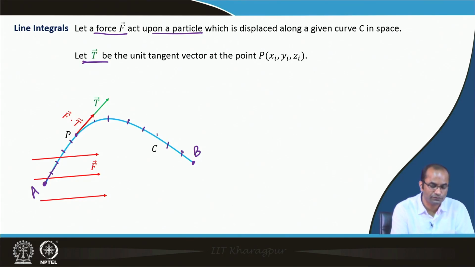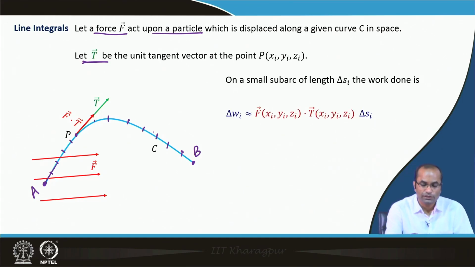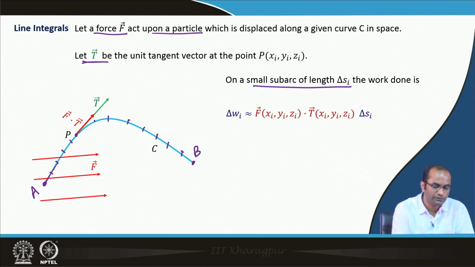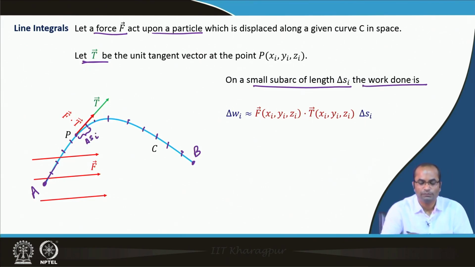This is also the definition of the integral which we had discussed already. So, here on a small sub arc of length delta s_i, we say that this is our small sub arc of length delta s_i. The work done will be the force times the displacement. Suppose this is the force field acting in this direction; we will find what component of it is acting along the tangent of this curve.